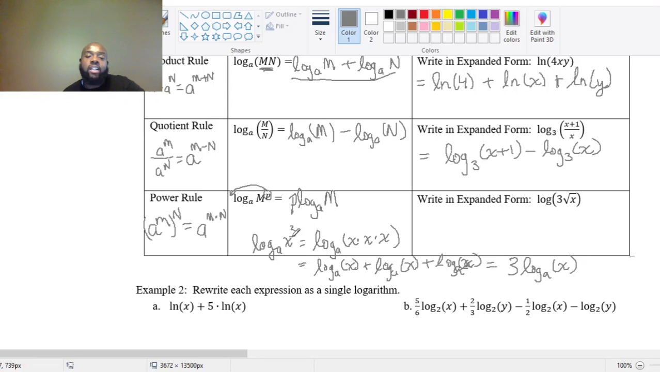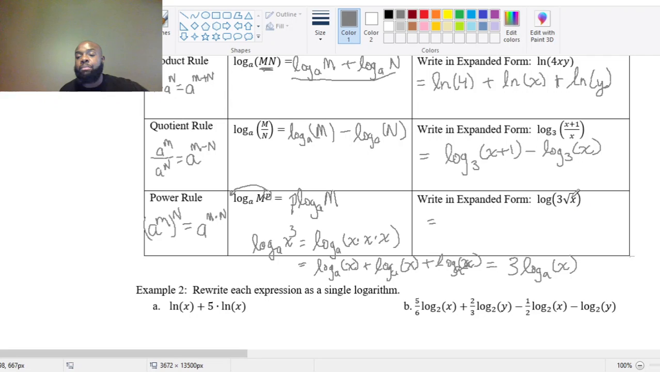It doesn't only work for integer exponents or whole number exponents. It works for any exponent. You can bring that p out front and multiply it in your logarithm. And so we can write this logarithmic expression here in expanded form.